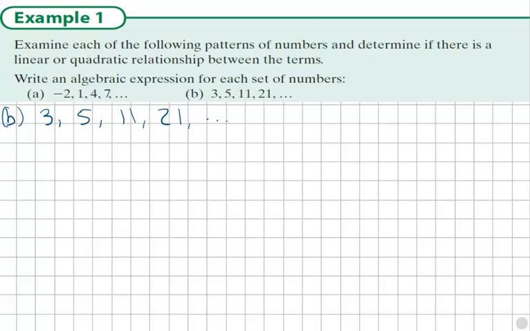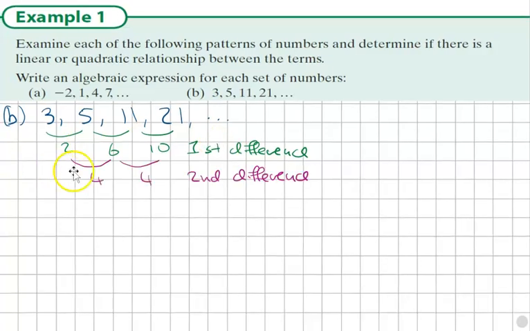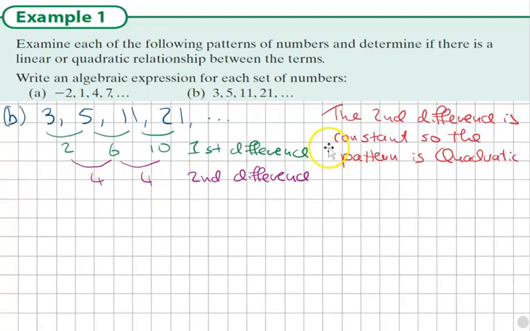So then B, we write out our pattern, 3, 5, 11, 21, ... We find the difference between each term. We get 2, 6, and 10. That's the first difference. So our pattern is definitely not linear because the first difference is not the same. So then we get the second difference and it ends up being 4. So it must be quadratic because the second difference is the same. The second difference is constant, so the pattern is quadratic.